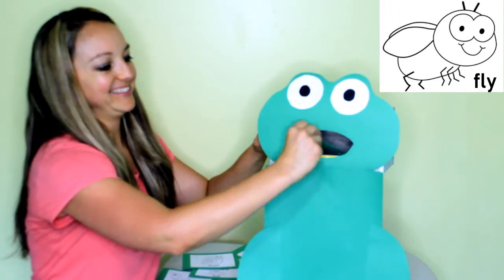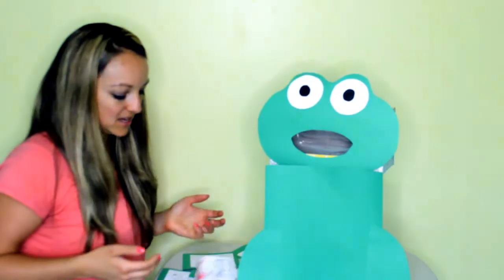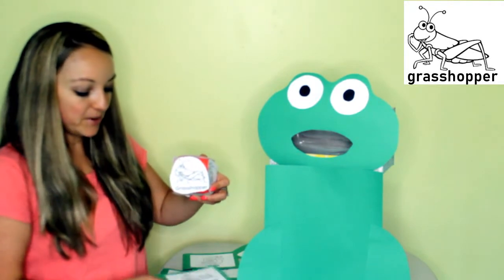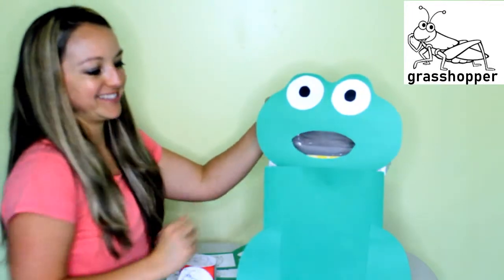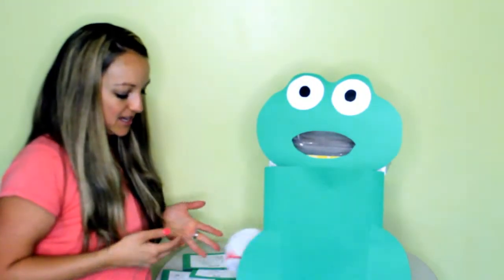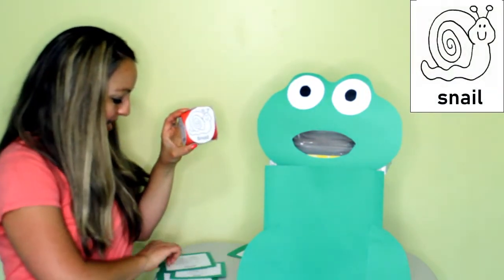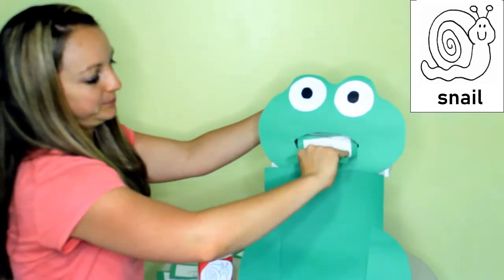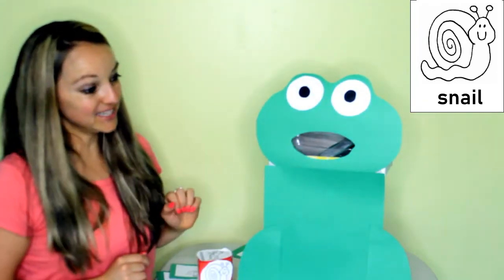Mmm. They love flies. Okay, let's shake, shake, shake. Grasshopper! Okay, let's feed him a grasshopper. Froggies love grasshoppers. Shake, shake, shake. Snail! Oh, let's find our snail. Here's our snail. Here you go, Froggy. Was that good? I think he likes the snails.